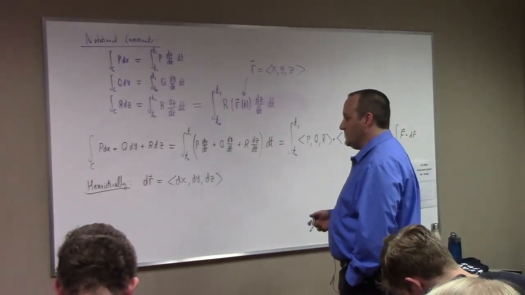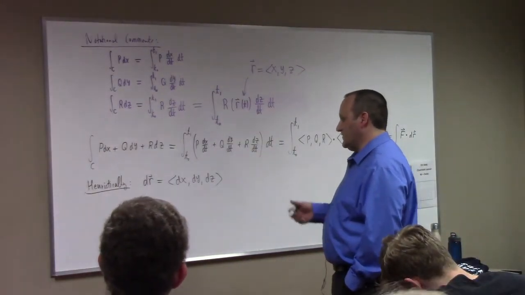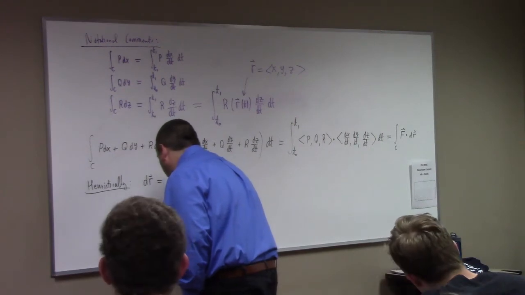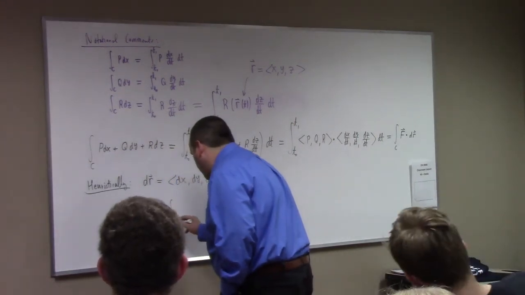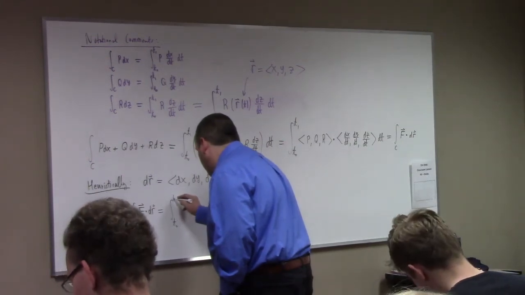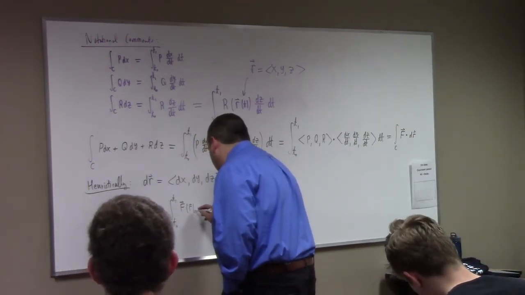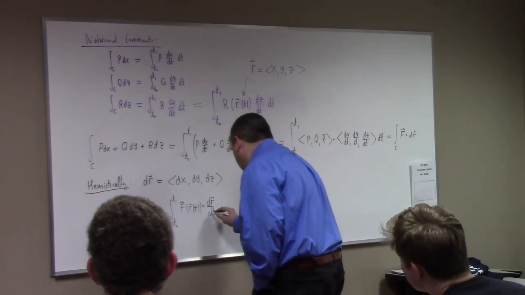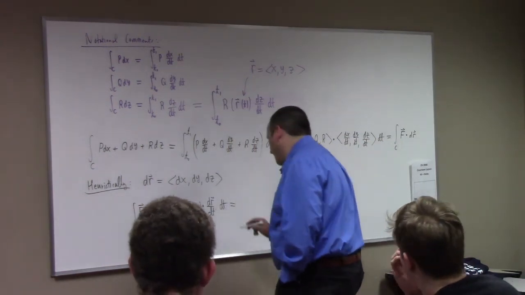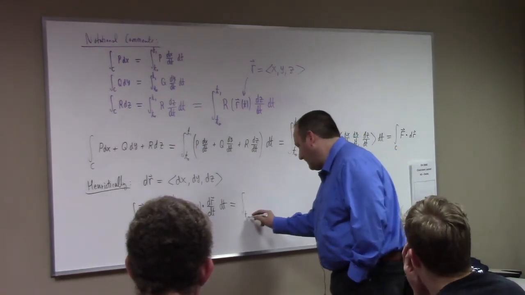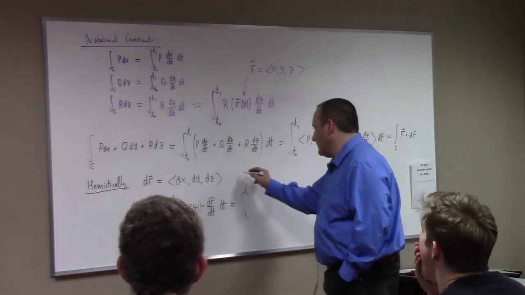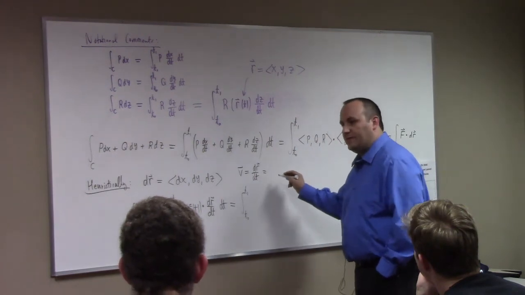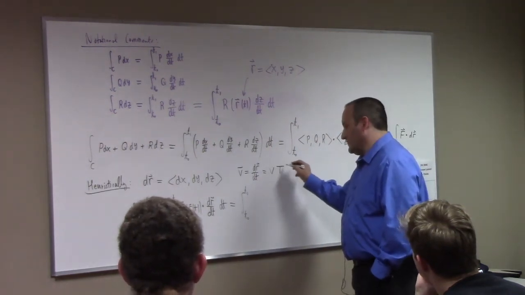Okay, so let's see here. What else might we try to connect this to? The integral of f dot dr over the curve is also the integral from t0 to t1 of f of r of t dotted with dr/dt. That's the definition. What is dr/dt, guys? dr/dt is the velocity, right? So we could rewrite that as the speed times the unit tangent.